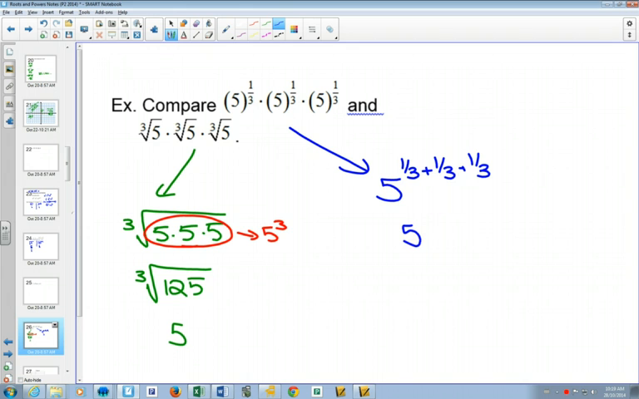1/3 plus 1/3 plus 1/3 is 3/3. How do you add fractions? Add the numerators over a common denominator, and 5 to the 3/3 is the same as 5 to the 1, which is just 5. So once again, we get the same answer. So it appears the same thing is true for cube roots. The cube root of 5 equals 5 to the 1/3.